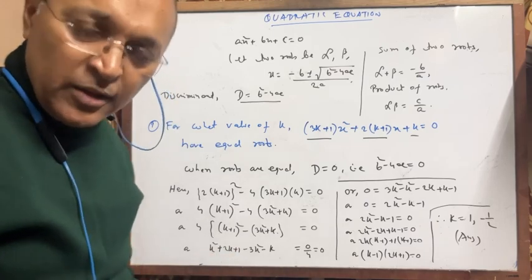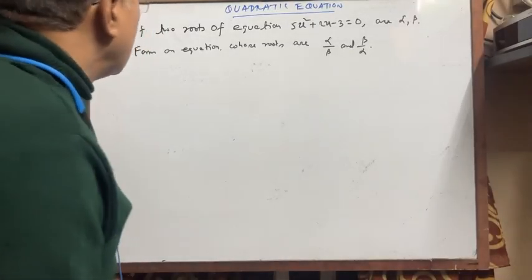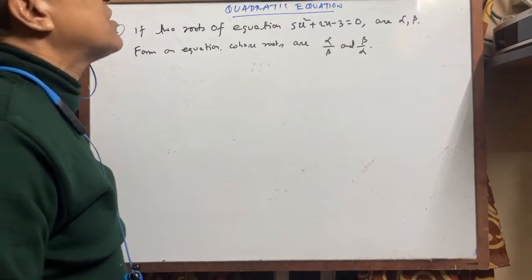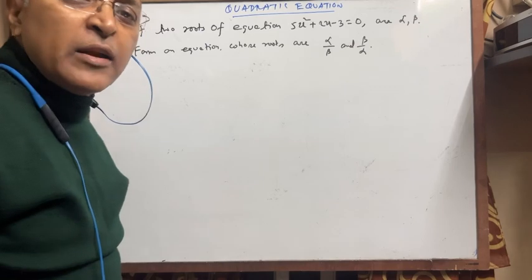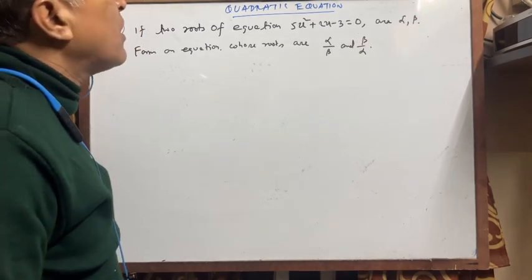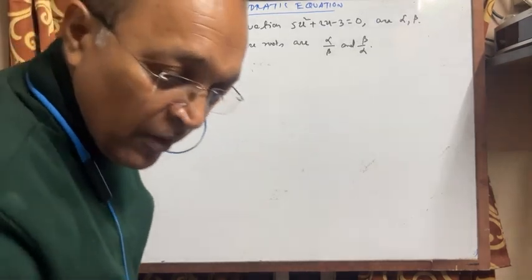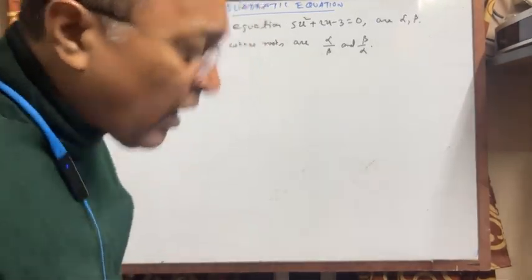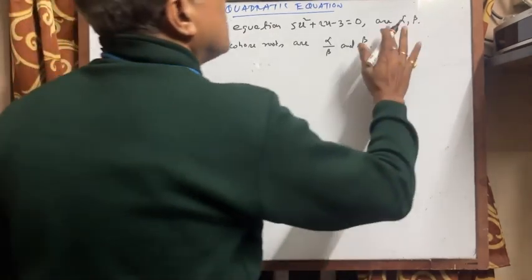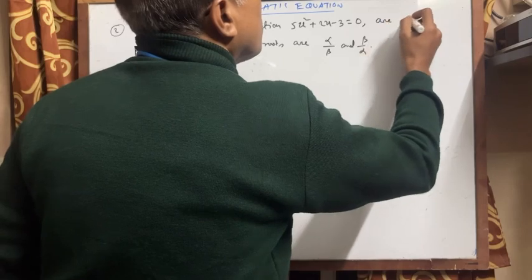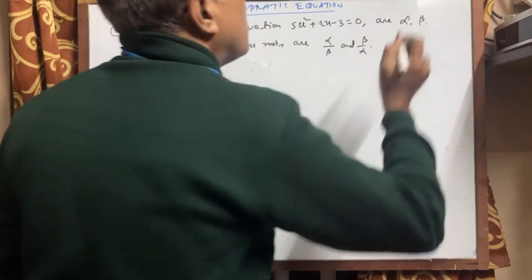Okay, I am coming back with another problem. Next question is, if two roots of equation 5x square plus 2x minus 3 is equal to 0 are alpha and beta, form an equation whose roots are alpha by beta and beta by alpha. Okay, so two roots of this equation are alpha and beta.